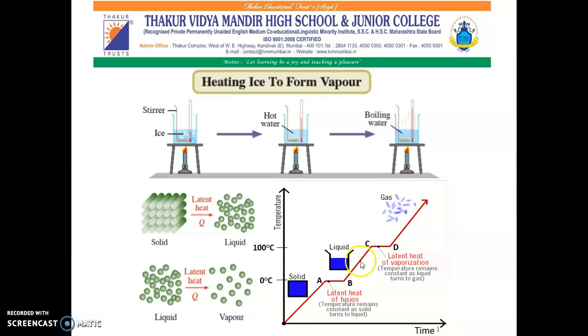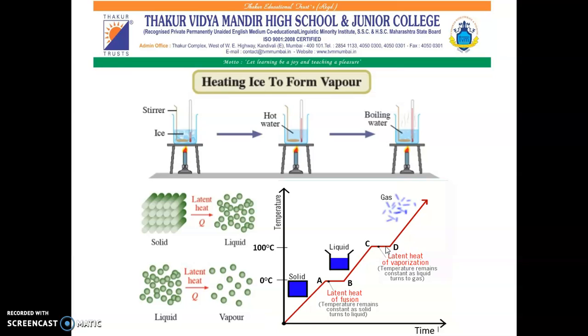It increases up to 100 degrees Celsius. The line BC in the graph represents the rise in temperature of water from 0 degrees Celsius to 100 degrees Celsius. Thereafter, even though the heat energy is supplied to the water, its temperature does not rise. Over here see, it is indicated by the line CD. The temperature remains constant after 100 degrees Celsius.